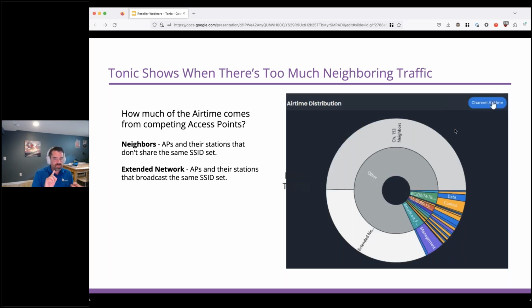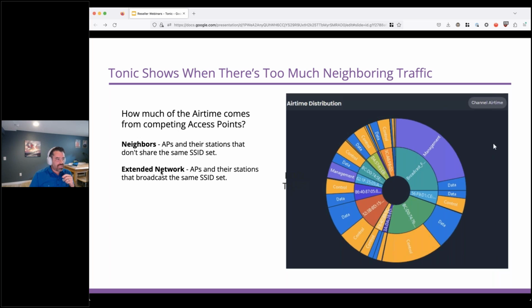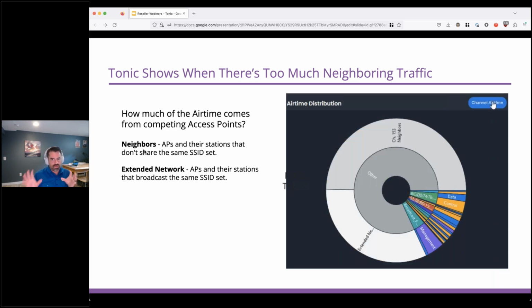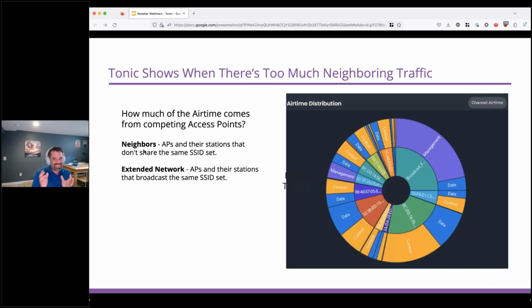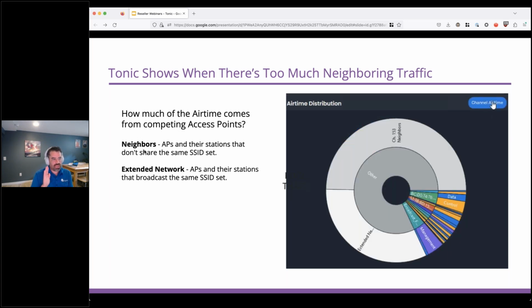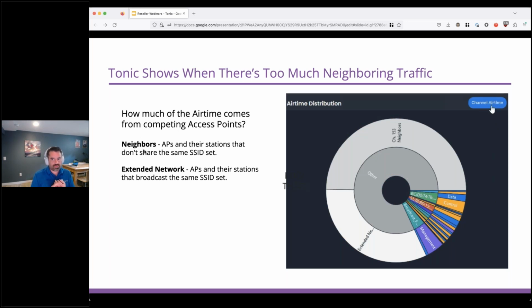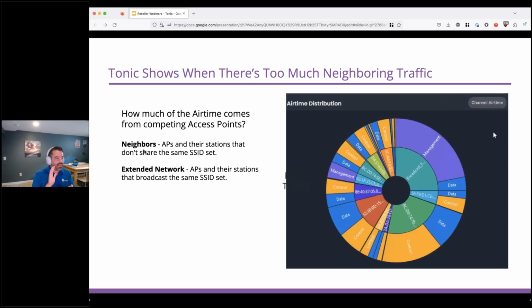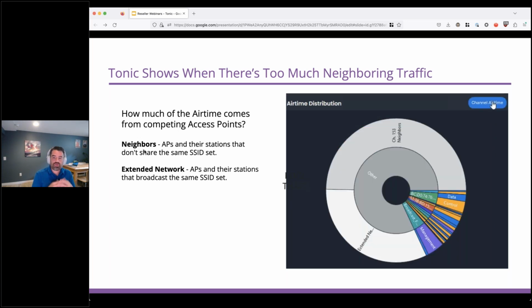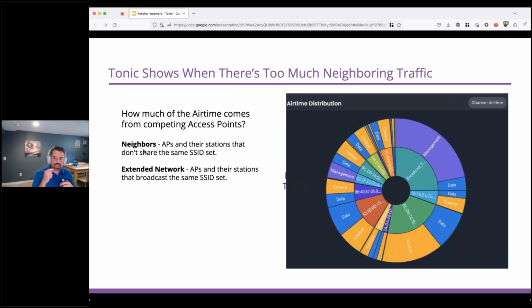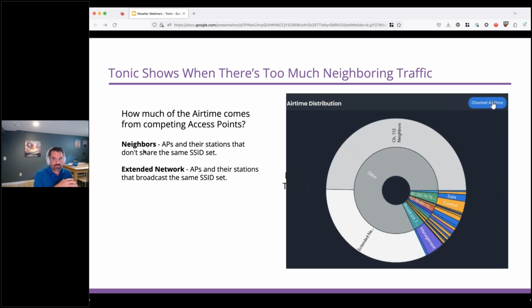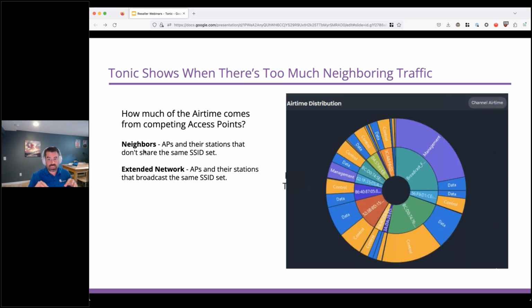So in this particular repeating GIF that I have, you'll notice that we identify traffic that is on the same channel but isn't part of the access point that you are looking at. In this particular example, we say, hey, there's about 50% of the airtime that's being consumed by neighbors, okay? So that means access points that don't broadcast the same SSID. And then the extended network, which is the other access points that may share a channel and are broadcasting the same network name, okay?